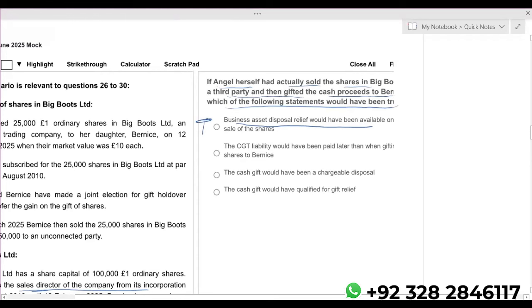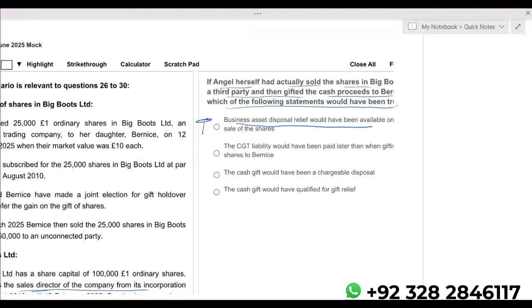Because there is simply a personal trading company for Angel. How? You can see the holding in this company is more than 5%. A personal trading company is a company where your holding is at least 5%. The total number of shares the company has is 1 lakh. Angel had 25,000 shares, which makes the holding 25%.